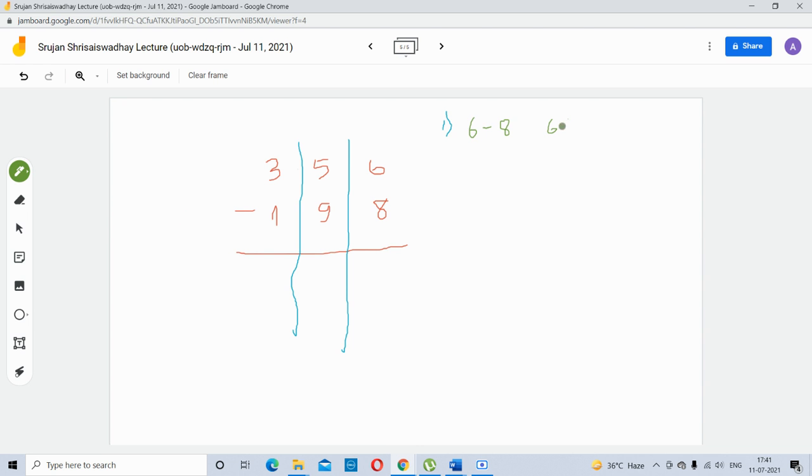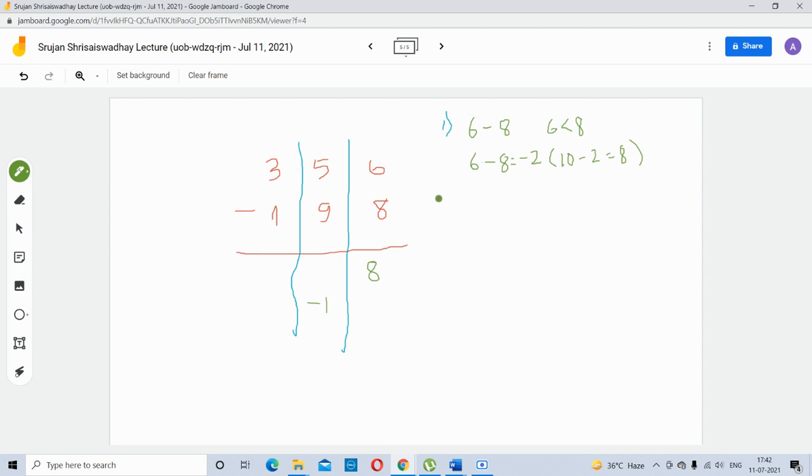So 6 is less than 8. I'm going to put a minus 1 over here. So 6 minus 8 is minus 2. Okay. Now this is 10 minus 2; the complementary number of 2 is 8. So I'm going to put an 8 over here.